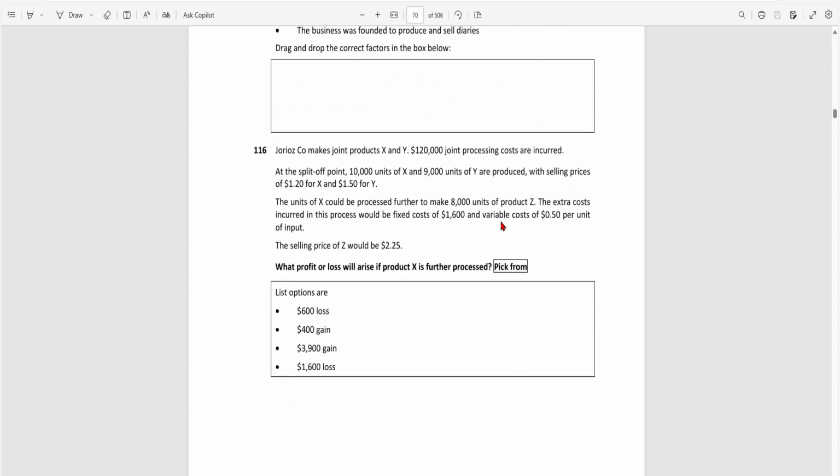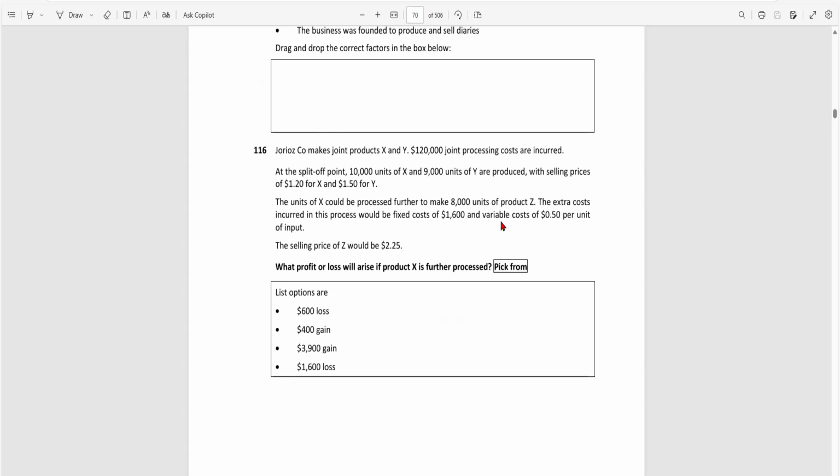Okay. So the next question is, what profit or loss will arise if product X is further proceeded? Okay, so background is, Jorizo company makes joint products X and Y, 120,000 of joint processing costs are incurred. So they are making the joint products X and Y, and 120,000 of joint cost is incurring. At the split off point, 10,000 units of X and 9,000 units of Y are produced with a selling price of 1.20 for X and 1.50 for Y.